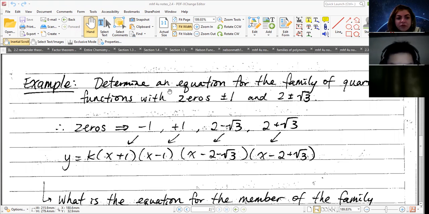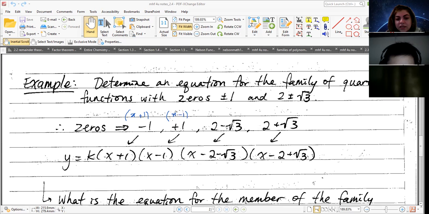Determine the equation for the family of quadratic functions with the zeros of plus minus 1. So here is -1, here is +1, and the other zeros are 2 plus the square root of 3, and 2 minus the square root of 3. Okay, be careful. When I want to put this in a bracket, if this is negative, I turn it into positive, right? So it becomes x plus 1 here. For this one, here is positive, I say x minus 1.